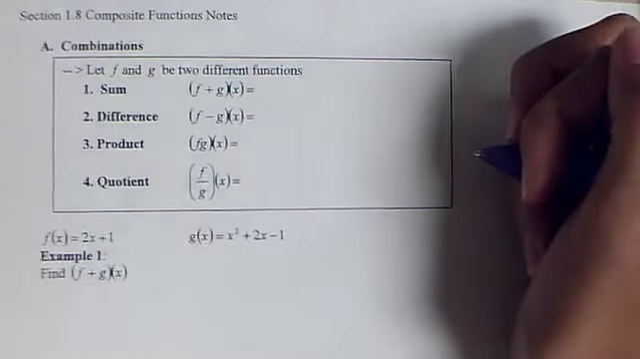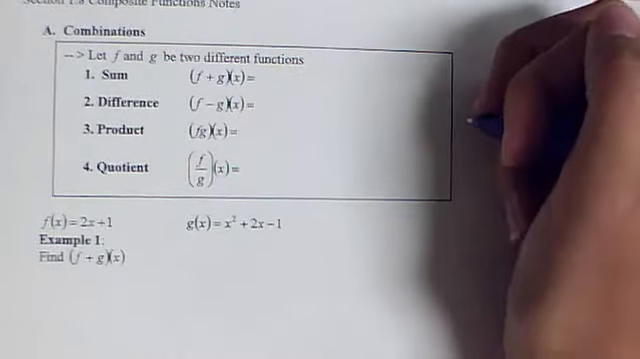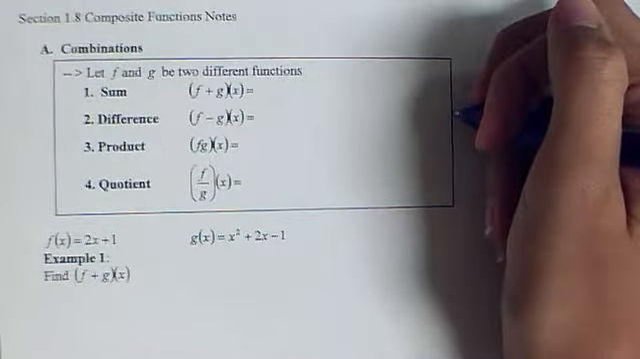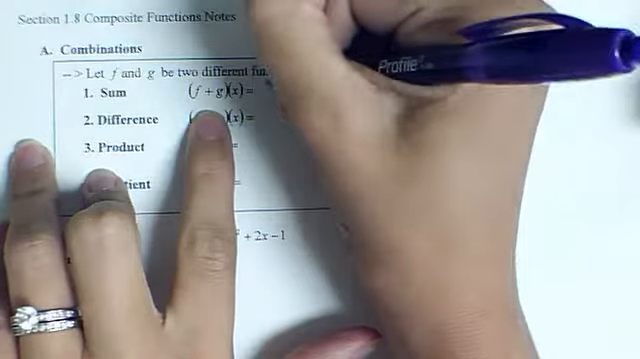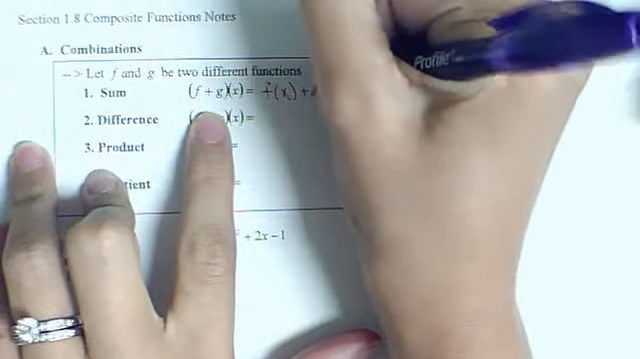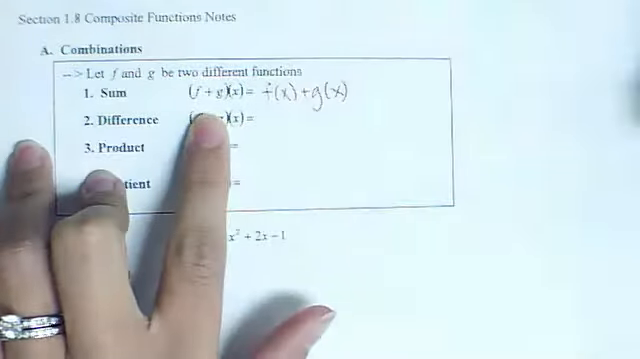Today in pre-cal we learned about composite and combinations of functions. The first side of your notes is sum, difference, product, and quotient. To find the sum of f plus g of x, you're going to do f of x plus g of x. Basically, you're just adding the two functions together.